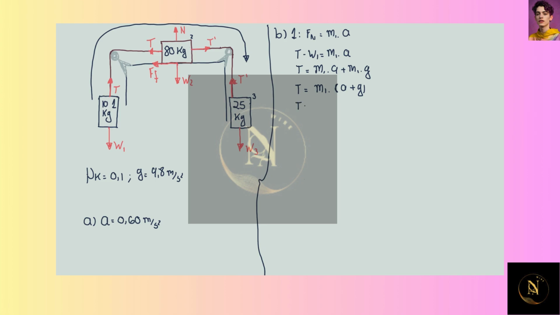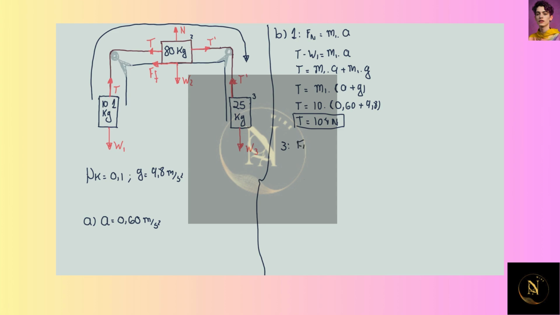Plugging in the values given by the problem, we have 10 times the acceleration that we calculated plus 9.8. This results in a tension of 104 newtons. So this is the tension in the string on the left. Now, for the tension in the string on the right, we apply Newton's second law to block number 3.